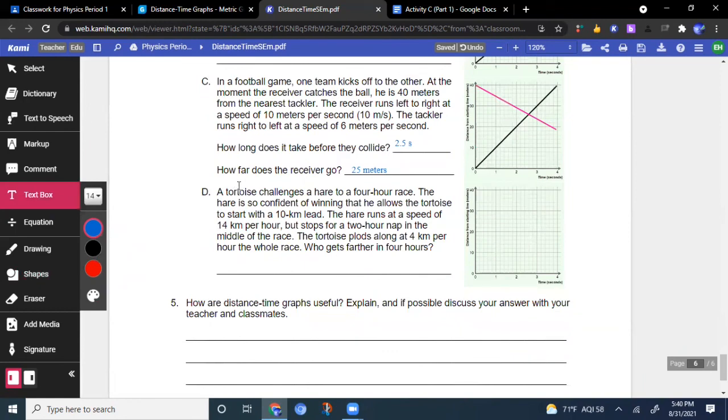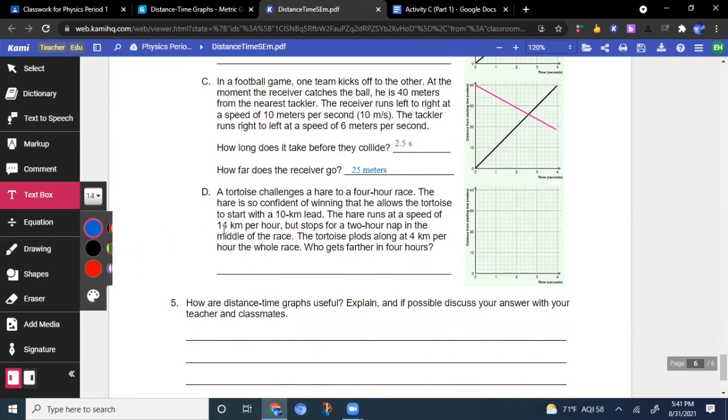Part D, the tortoise challenges the hare to a 4-hour race. The hare is so confident of winning the race that he allows the tortoise a 10-kilometer lead. So we're going to make sure that these are kilometers, not meters. The hare runs at a speed of 14 kilometers per hour, but stops for a 2-hour nap in the middle of the race. The tortoise plods along at 4 kilometers per hour the whole race. Who gets farther in 4 hours?